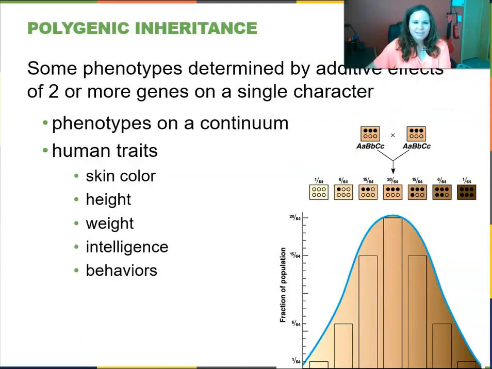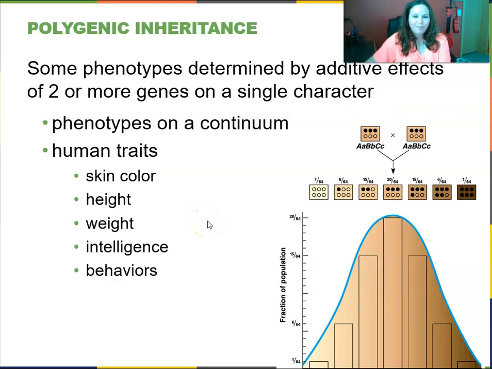Polygenic inheritance is another example of violating Mendel's laws, where it gets a little more complex. Poly means many. This one just simply means that it's not just one set of genes that's controlling the trait, that there's many genes that control the trait. So skin color is a great example of polygenic inheritance. Eye color, hair color, weight and height, and even human behaviors can be polygenic.